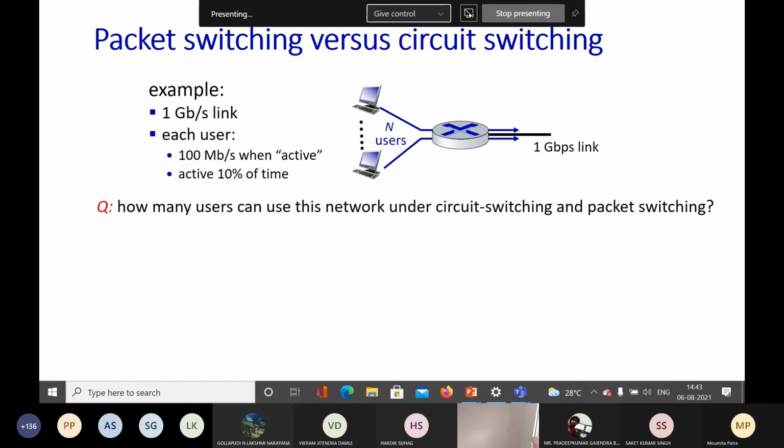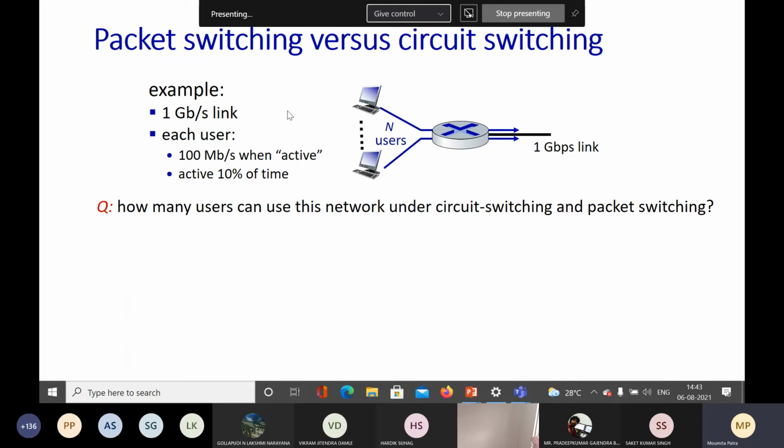All right. Let's think about the differences between packet switching and circuit switching. What are the good points of packet switching? What are the good points of circuit switching? What are the bad points of both? Which one is better than the other one? We are going to do that here.